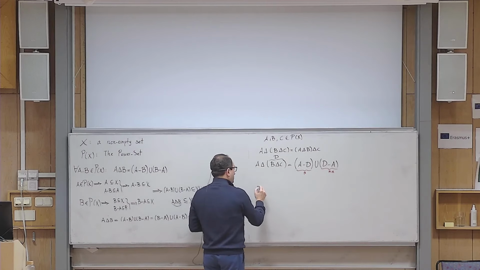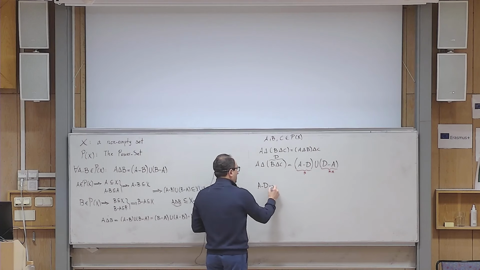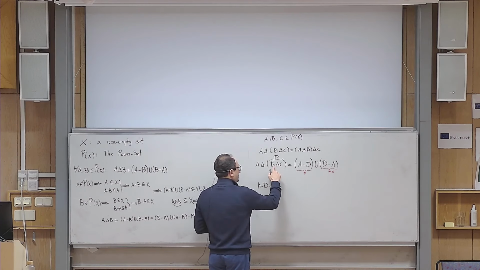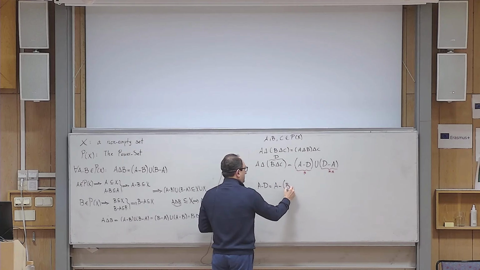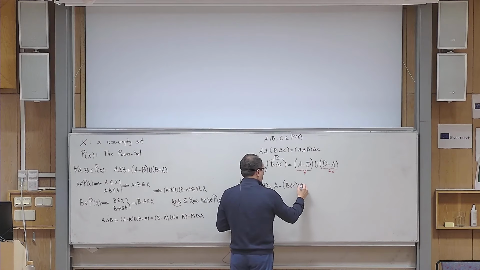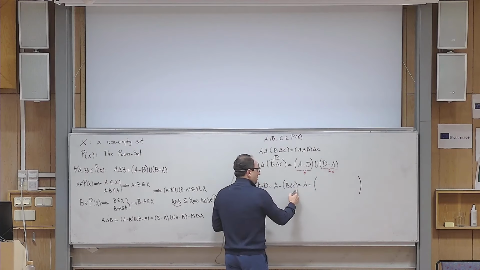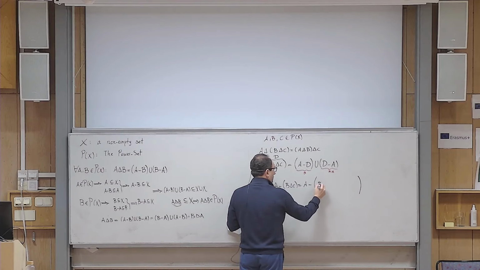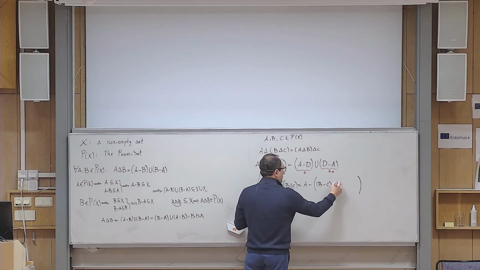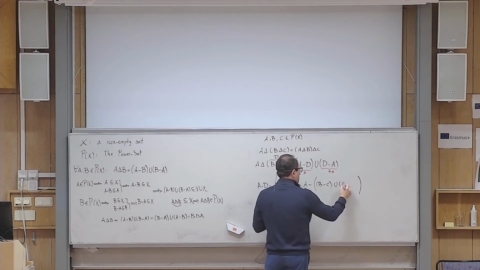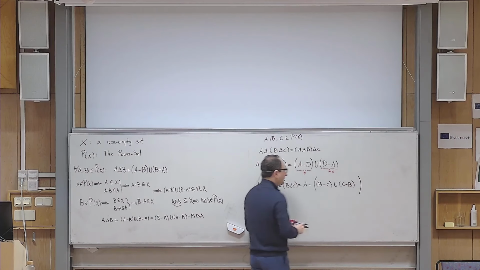So A minus D, I can write it as A minus, instead of D, I put this expression B delta C, but B delta C, using my definition, can also be written as A minus. Instead of B delta C, using my definition, I write B minus C union C minus B. Okay?